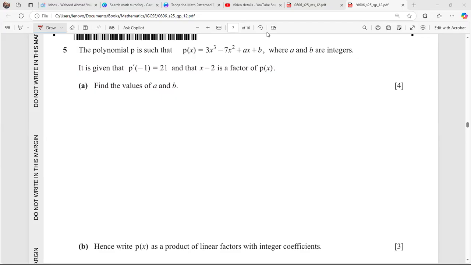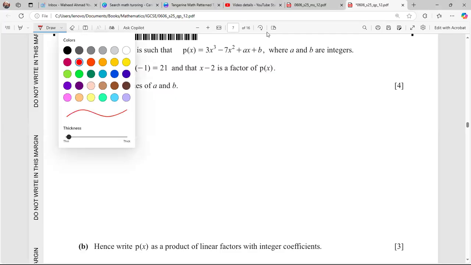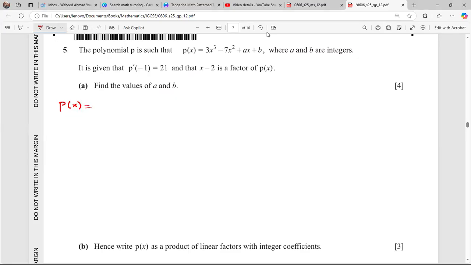So this question says that we are given a polynomial p(x). Okay, so this is given as 3x cubed minus 7x squared plus ax plus b. So a and b are some constant integers. We don't know their values, but we are given that the derivative of this function, which is 9x squared minus 14x plus a, is equal to 21.